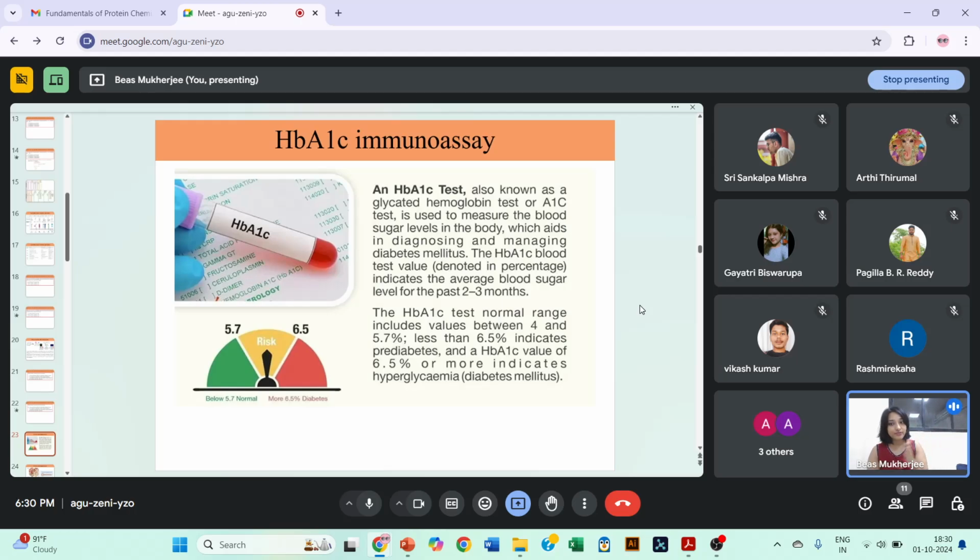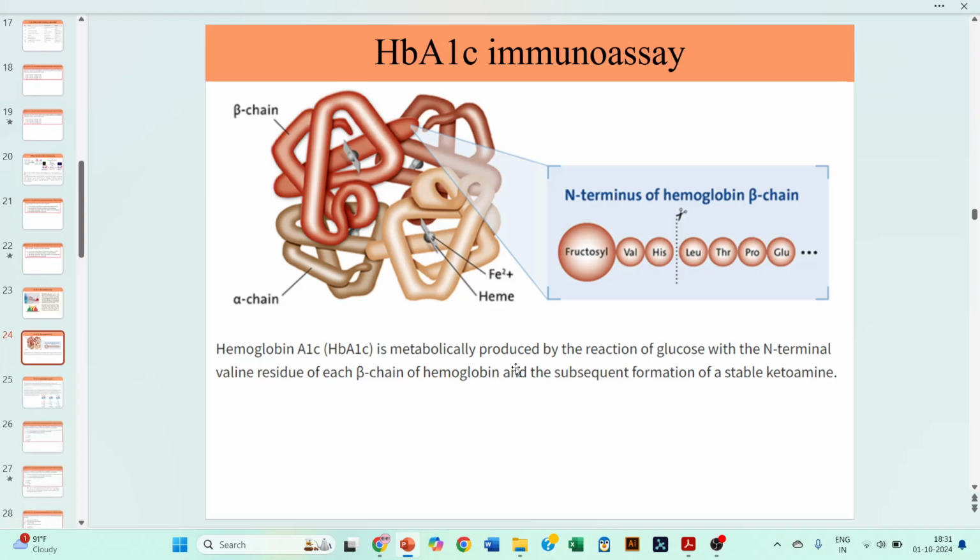Less than 6.5% indicates pre-diabetic, and an HbA1c value of 6.5% and more indicates hyperglycemia, which is diabetes mellitus. So there is too much glucose in your blood. Okay, so what happens in this test? So see, this is hemoglobin, and to this N terminus of the hemoglobin beta chain, this glucose molecule gets joined.